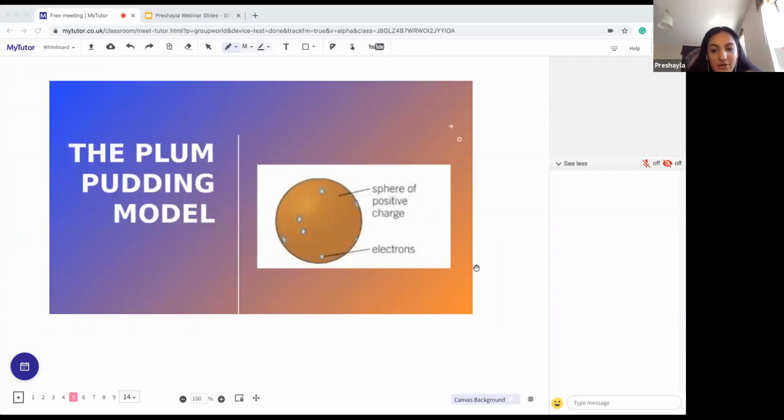So then he went on to theorize the plum pudding model. So before the nucleus was discovered, before Rutherford did his experiment, other scientists didn't know what the structure of the atom was. And so they thought that there was a sphere of positive charge with little electrons dotted around it. Okay, so they just thought that each atom was simply a sphere of positive charge with electrons dotted around it, just like a plum pudding. So the electrons would be the plums, and the sphere of the positive charge would be the pudding. But Rutherford discovered that the plum pudding model was not true through his gold leaf experiment.